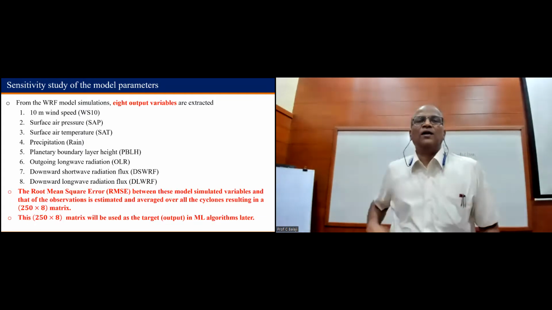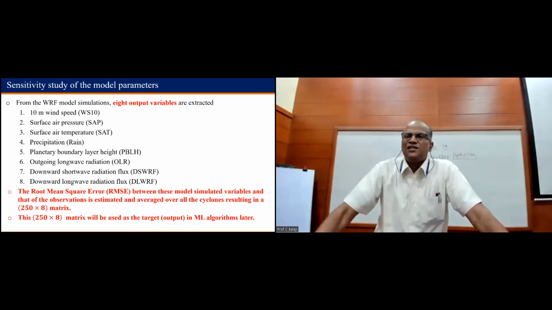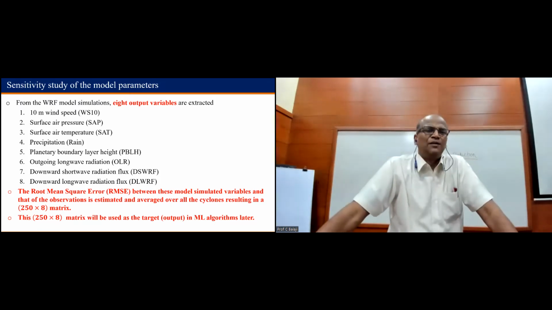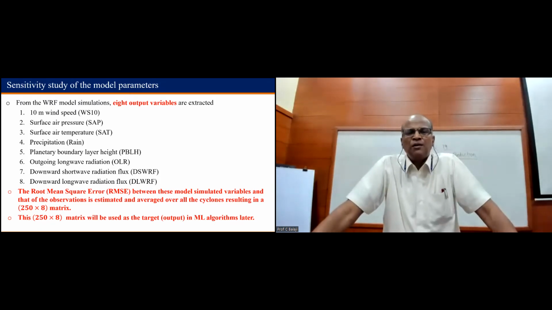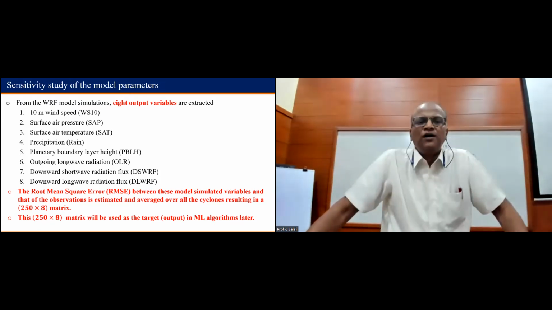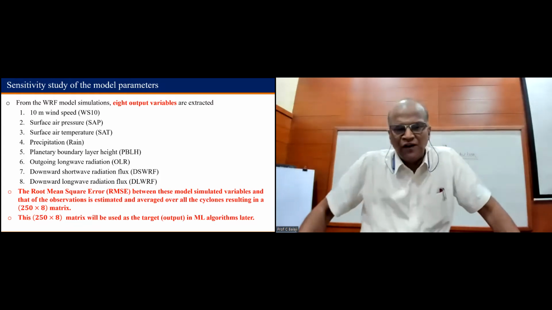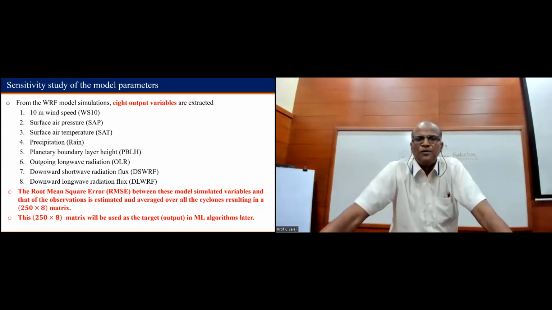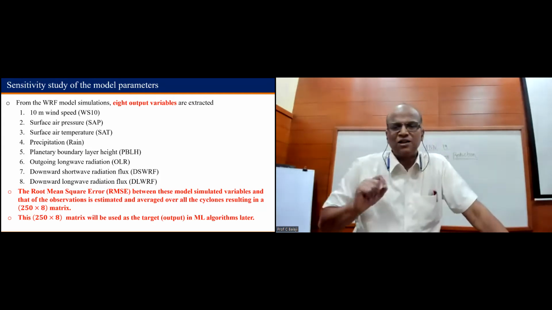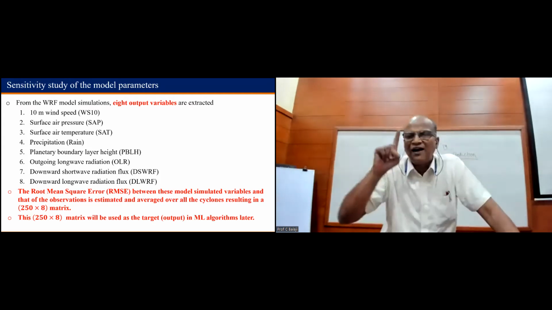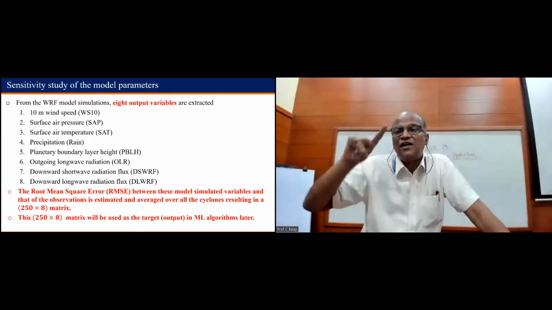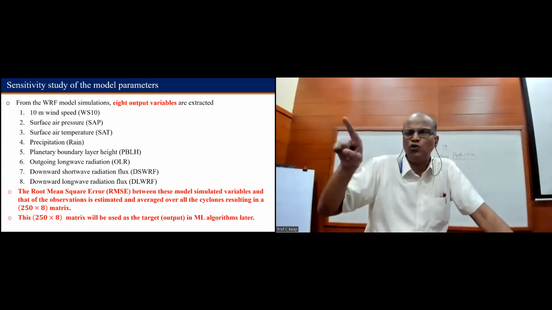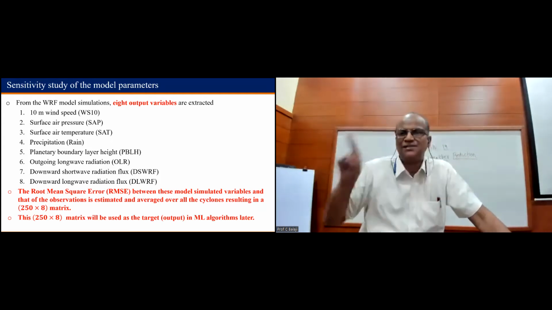From the WRF model simulations, many output variables are there. We chose these: 10-meter wind speed, surface air pressure, surface air temperature, precipitation, PBL (planetary boundary layer) height, outgoing longwave radiation, downward shortwave radiation flux, and downward longwave radiation flux. Now, you calculate the root mean square error between these model simulated variables and the observations, and average over all the cyclones. Therefore, the output will be just 8 RMSEs. I say again, the output will be just 8 errors.